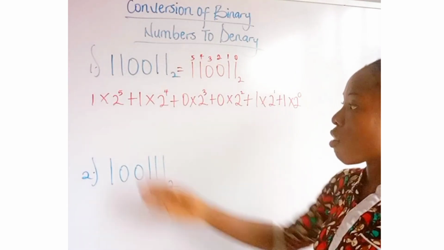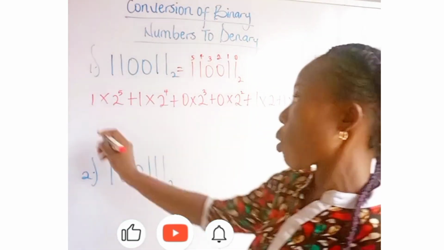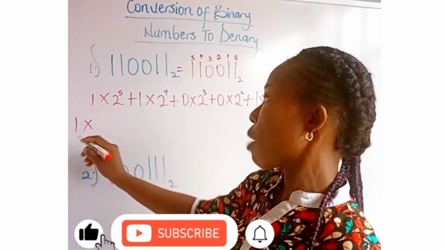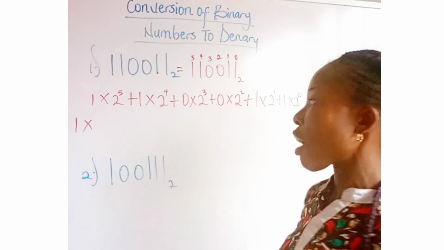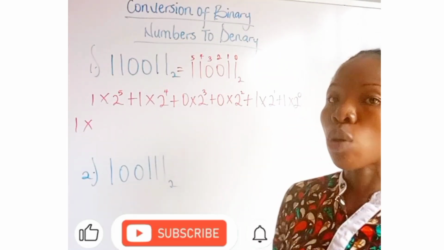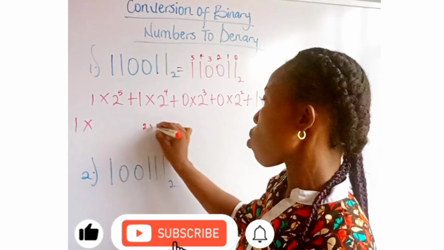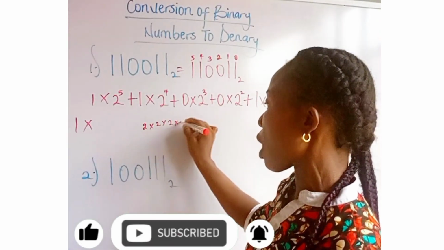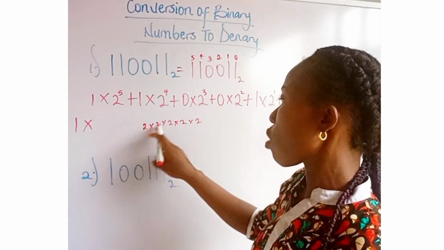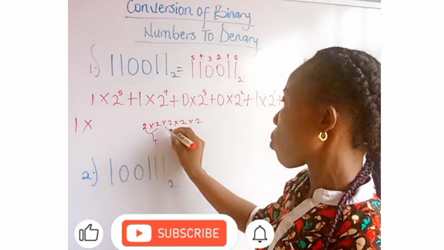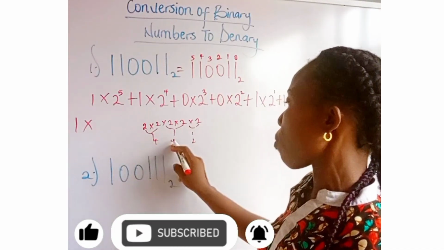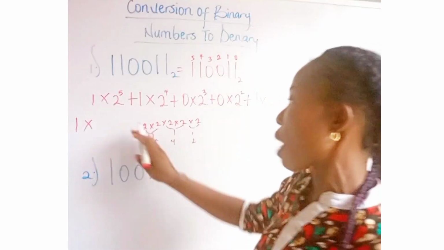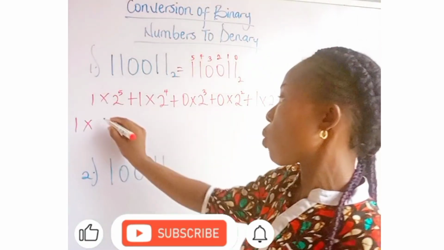The next part is expand your powers. So we have 1 times 2 raised to power 5 means 2 multiplied in 5 places. So when we multiply 2 in 5 places, we have 2 times 2 times 2 times 2 times 2. So 2 times 2 here is 4. 2 times 2 here is 4. Then we have 2. 4 times 4, 16. 16 times 2. That will give you 32.